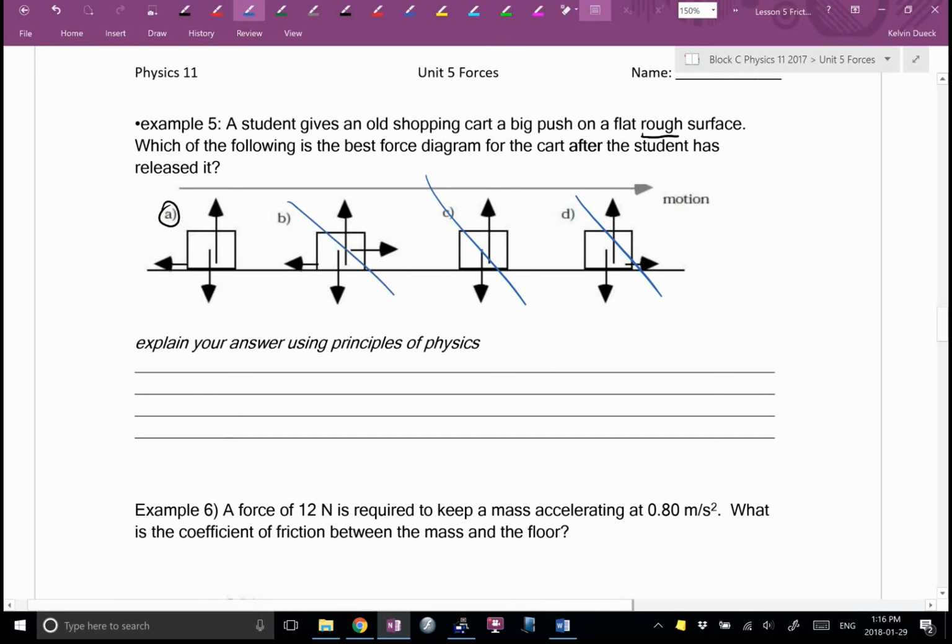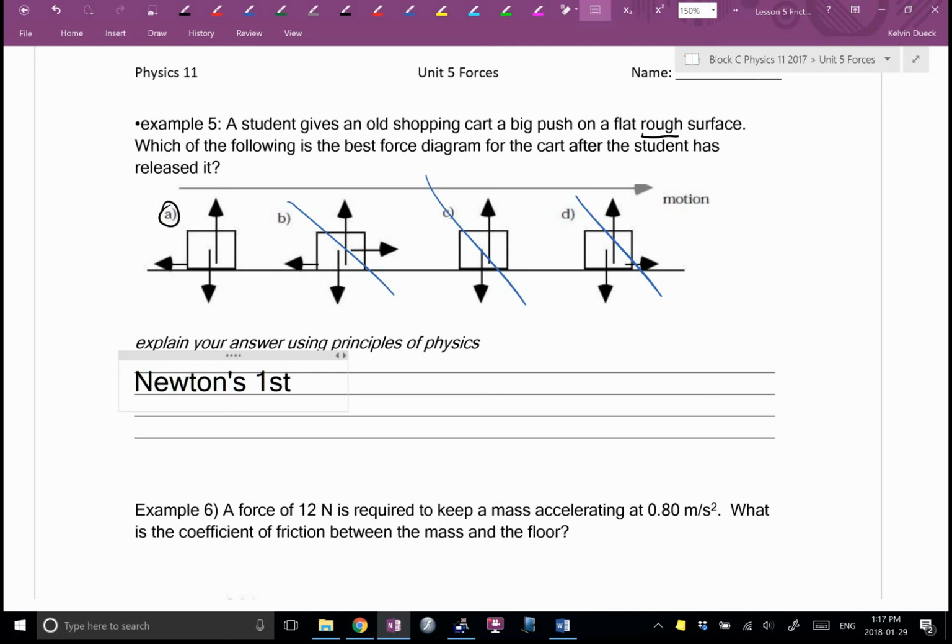So what's the correct answer? A. Why? I don't want to write that big paragraph. What law did we use every time to eliminate all of our wrong answers? We didn't use forces come in pairs. That's Newton's third. So you can write that, or you can say the object must accelerate in the direction of the unbalanced force. That's really what Newton's first says.